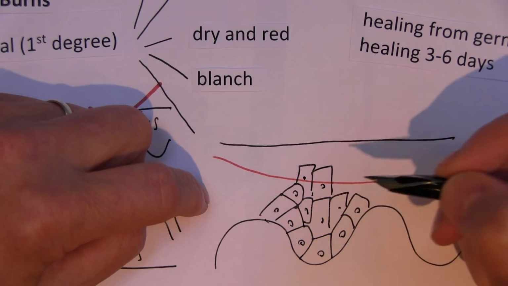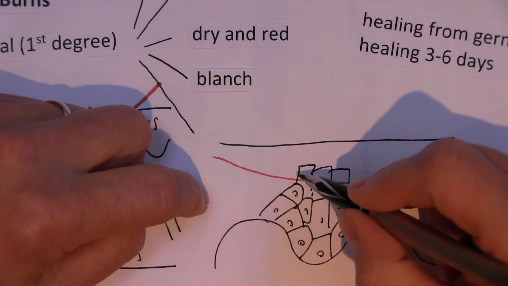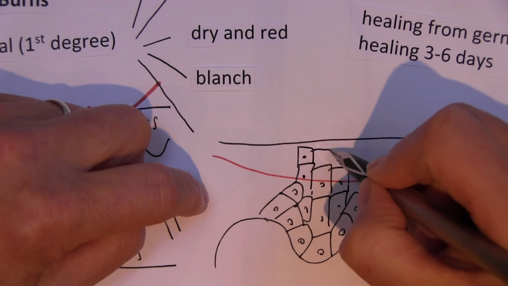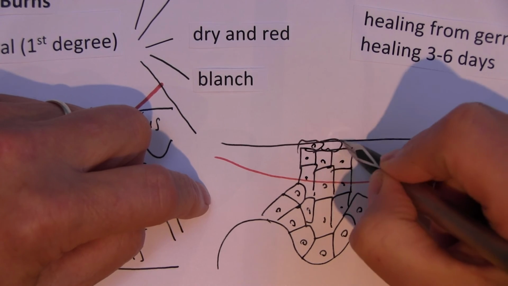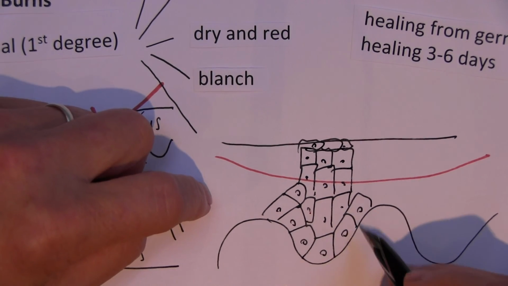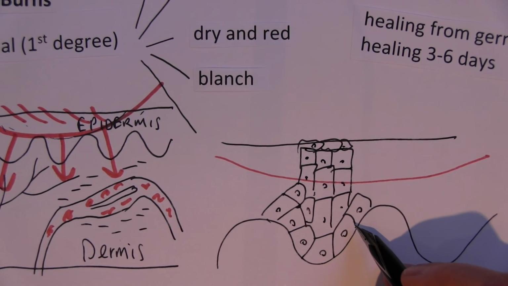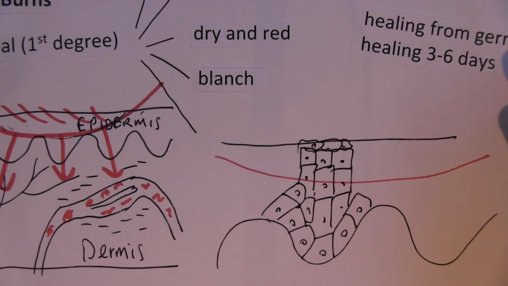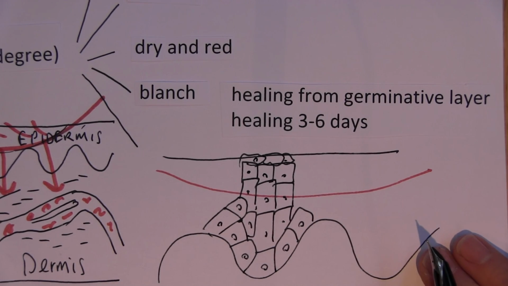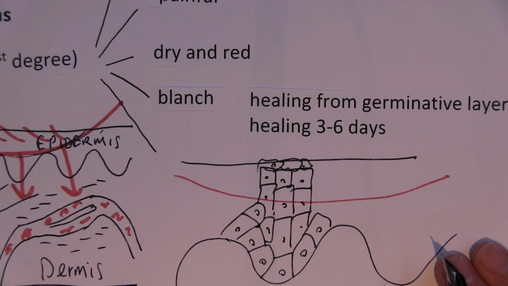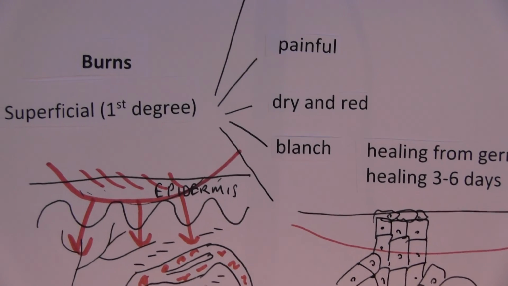So we can see now they've moved into the burnt area and it's healing. And because this is by regeneration, these keratinocytes, these stem cells, healing by mitosis and regeneration, we can expect there to be no scarring. So that's first degree or superficial burns.